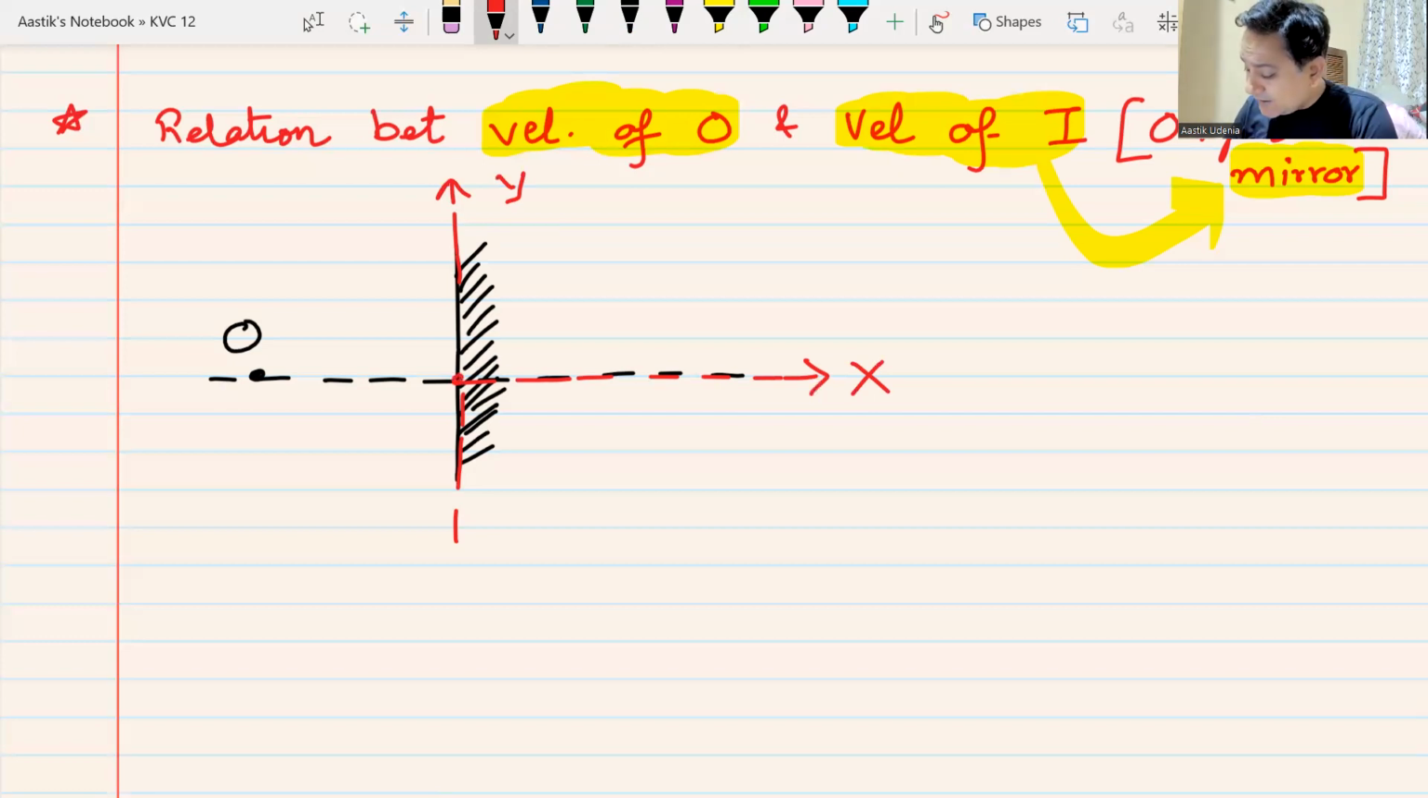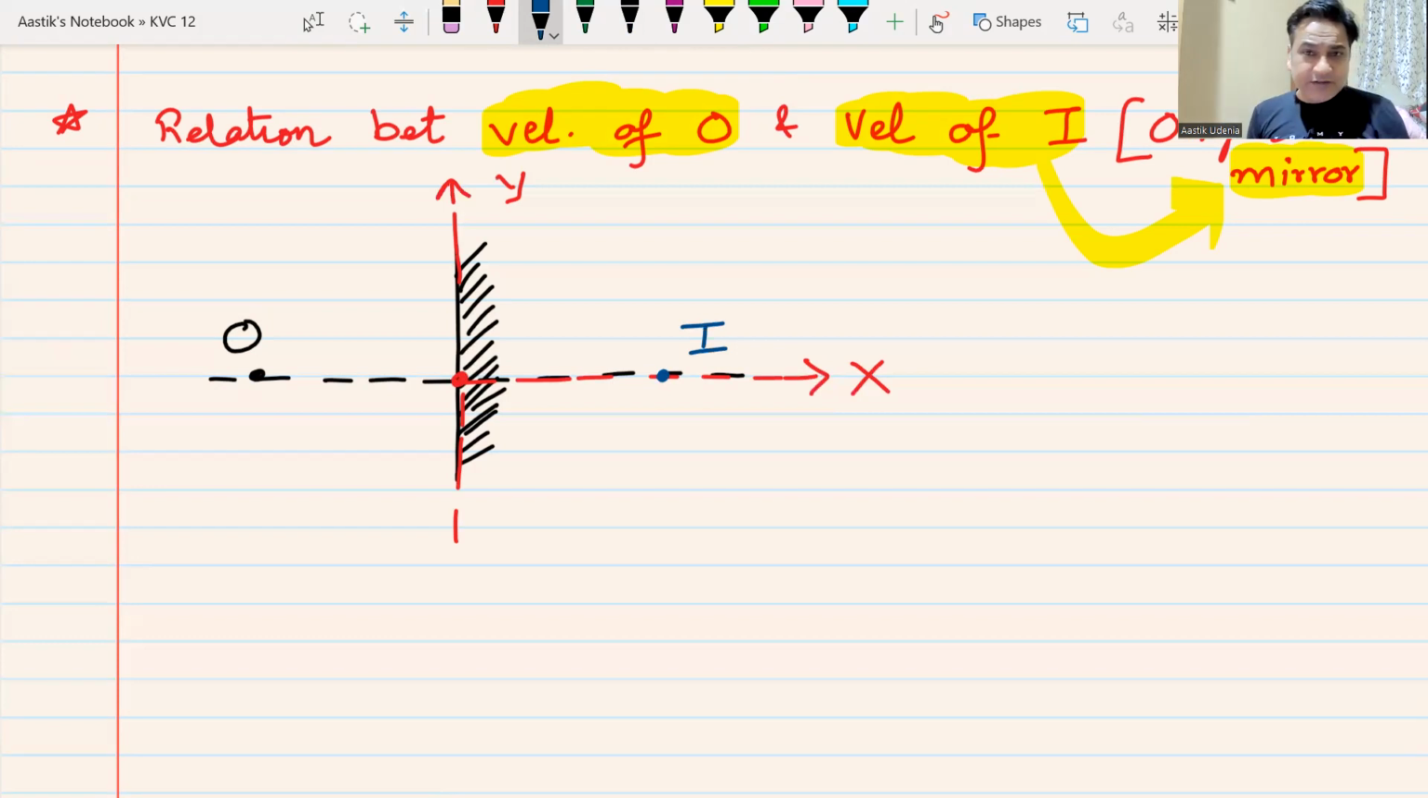X-axis, y-axis, and origin is on the mirror. Do we understand this? Now, this mirror is placed along y-axis, and the perpendicular is x-axis, and one perpendicular is z-axis. Now, if the object is here, the image will be formed somewhere here. Yes or no? We understand this.